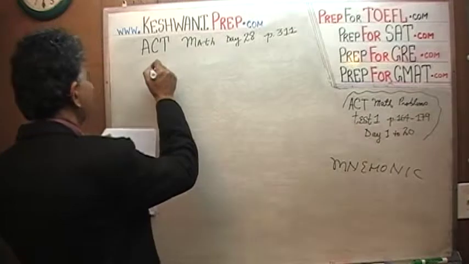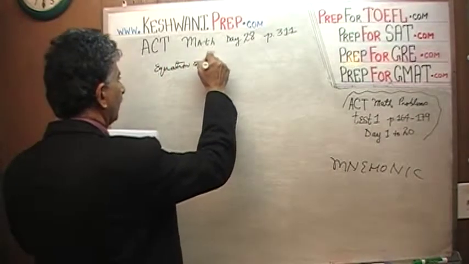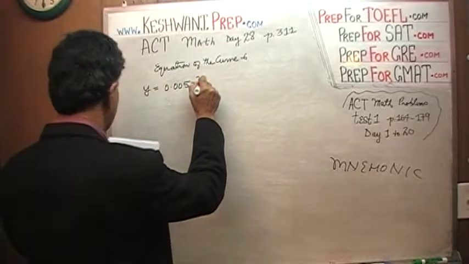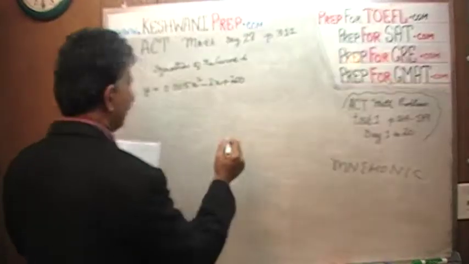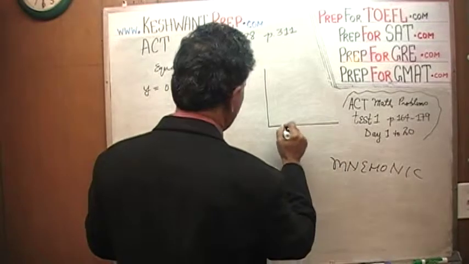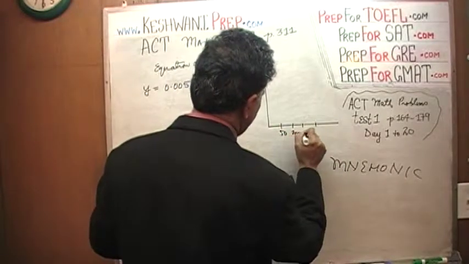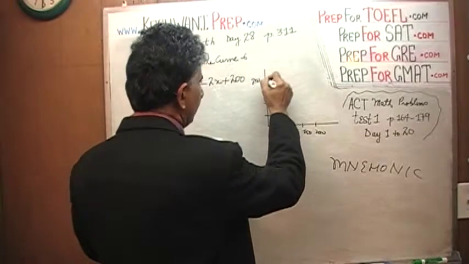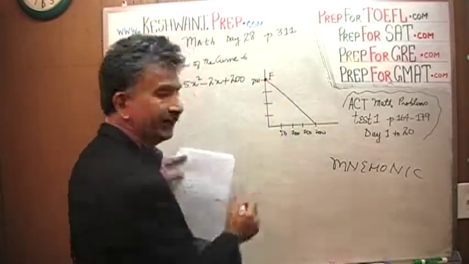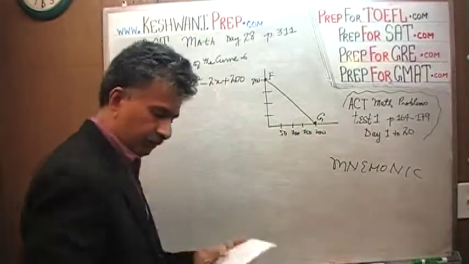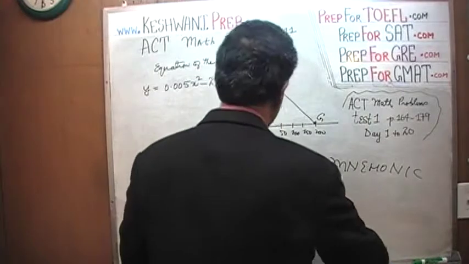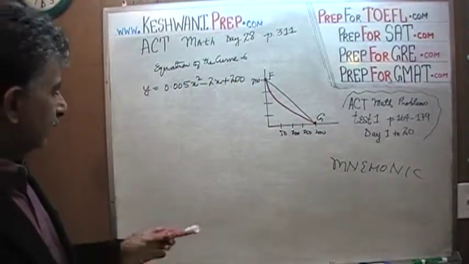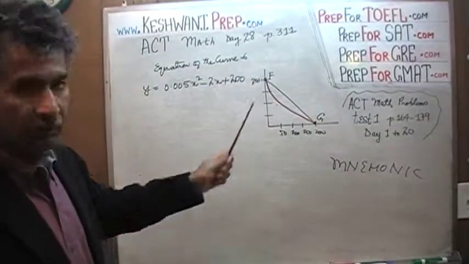We are told that the equation of the curve is y equals 0.005x squared minus 2x plus 200, and the graph looks something like this. These are all in the 50s: 50, 100, 150 and 200. Similarly on the other axis, and this is 200. This is point F. This is point G. And the graph that we're dealing with looks something like this, the curve. The equation that we're looking at here pertains to this curve here. Let's begin the process.